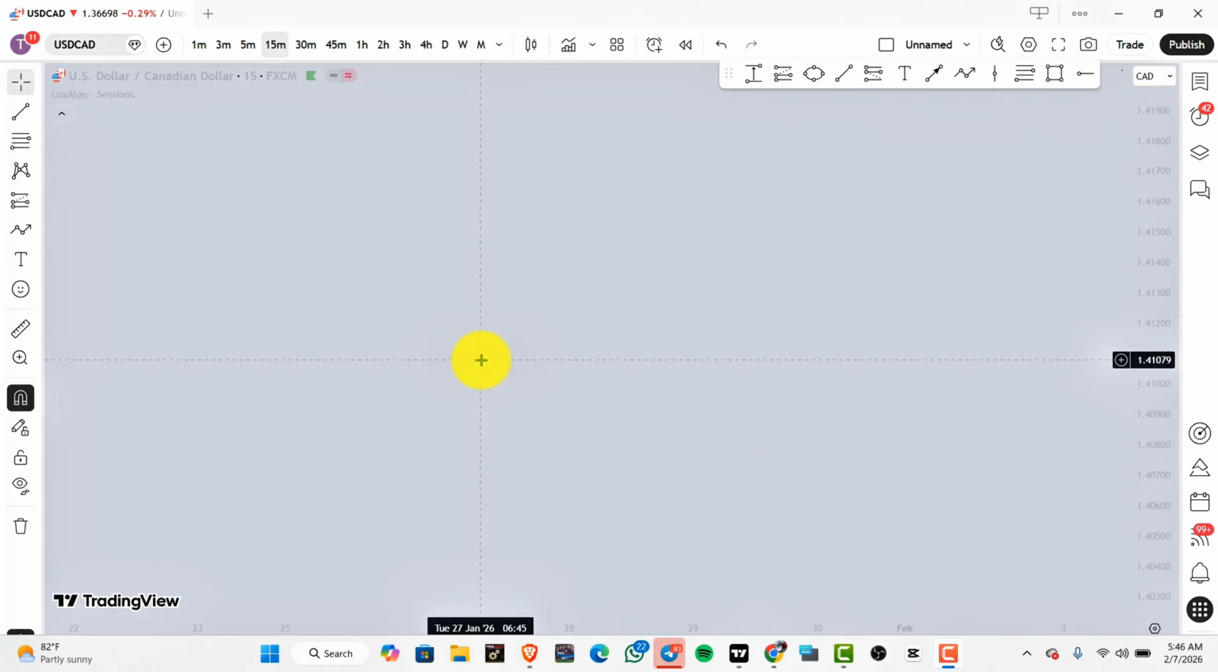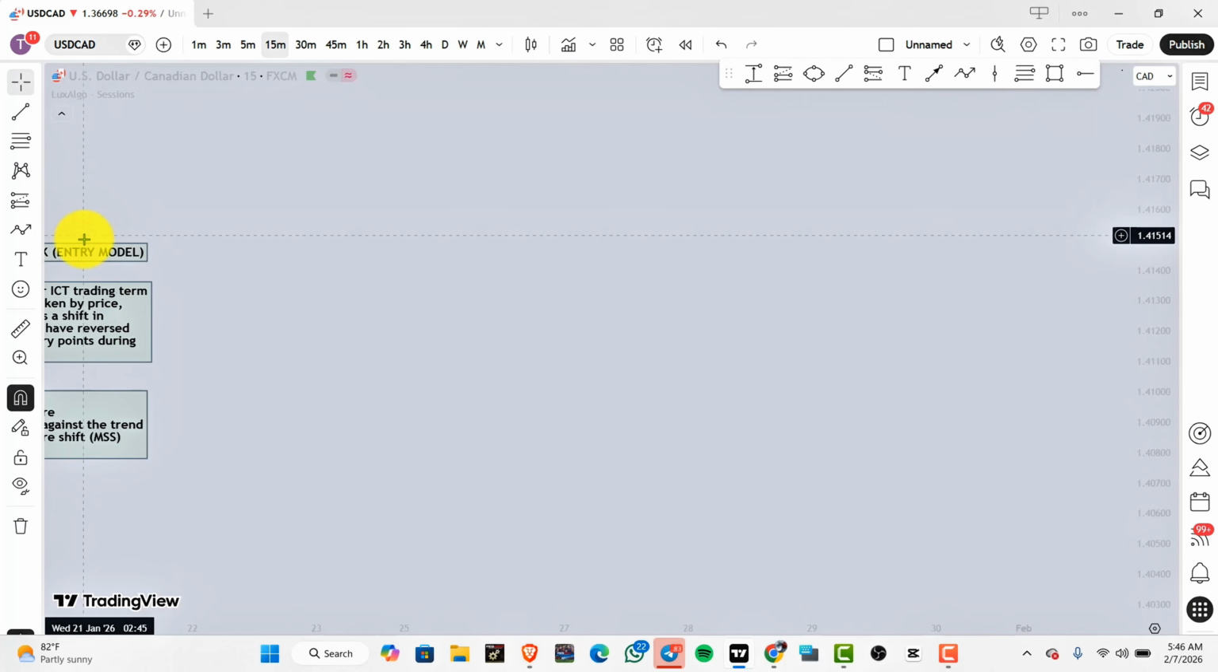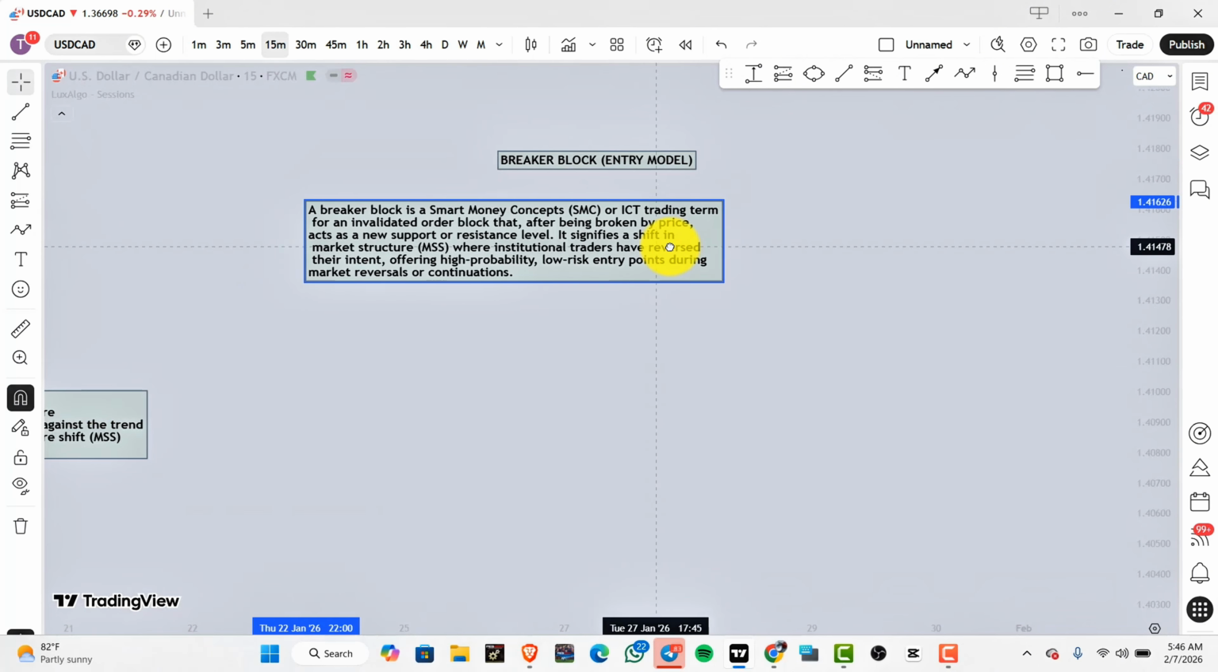So what we are going to be laying emphasis on today is actually a breaker block, how you can use a breaker block to your advantage, and it's an entry model. First of all, the first question is: what is a breaker block?